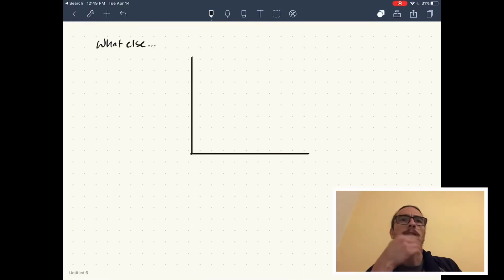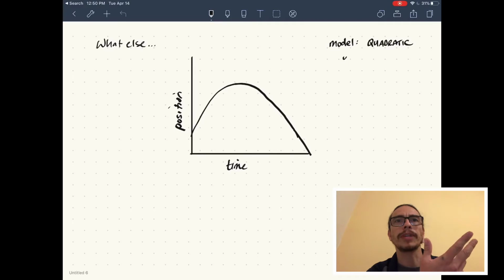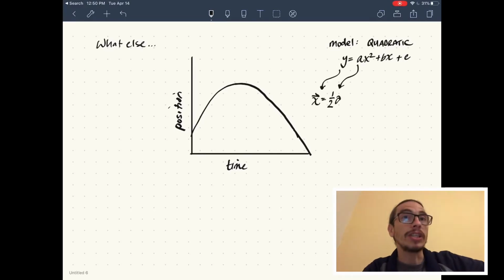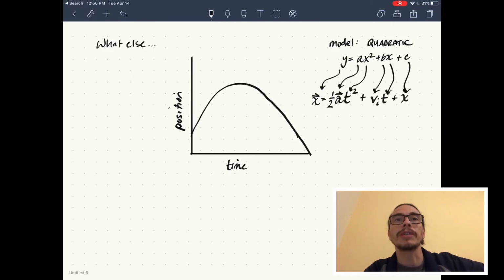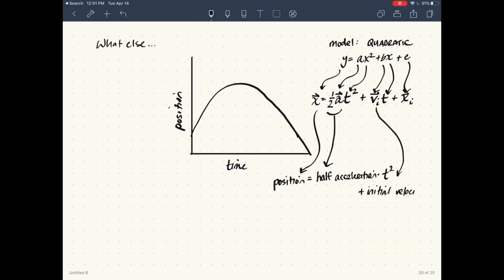What about something else? What happens when we have a curve like this with position and time? Well, we found a new model, the quadratic. y equals ax squared plus bx plus c, where y is position. A is 1/2 the acceleration, t squared, plus the initial velocity times time plus the initial position. So the position is going to be half of the acceleration times t squared. And the next term is going to be initial velocity times time. And the last one is our initial position. Note, all those terms have the same units. Each term will end up in meters.